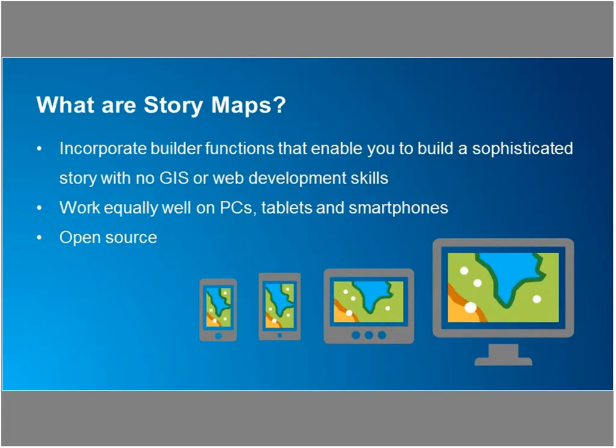So moving on, story maps also incorporate builder functions that enable you to build a sophisticated story with no GIS or web development skills. And this is the key: you don't necessarily need to know JavaScript or CSS or HTML to create a compelling story map. They also work equally well on PCs, tablets, and smartphones. This is because of the responsive technology, so they'll work well on all screen sizes. Anything you see on the big screen, you'll be able to see just as well on a mobile device. And finally, they're open source, so you're free to download and customize them. You can get the source code on GitHub, and it's also accessible through the Story Maps website.